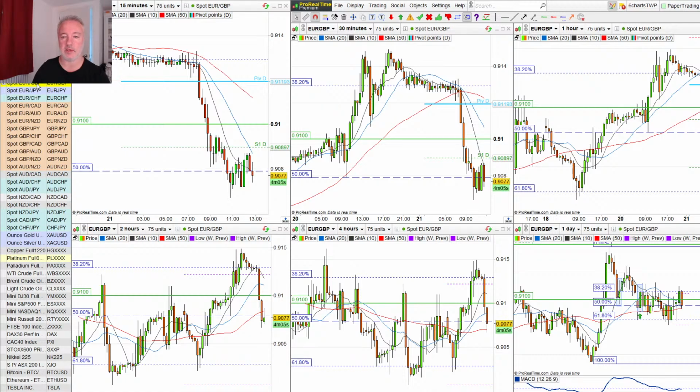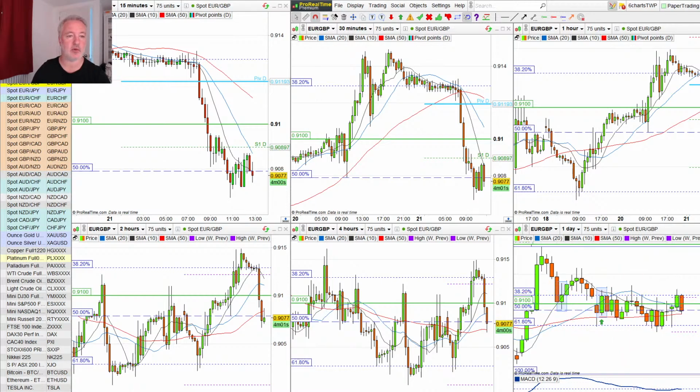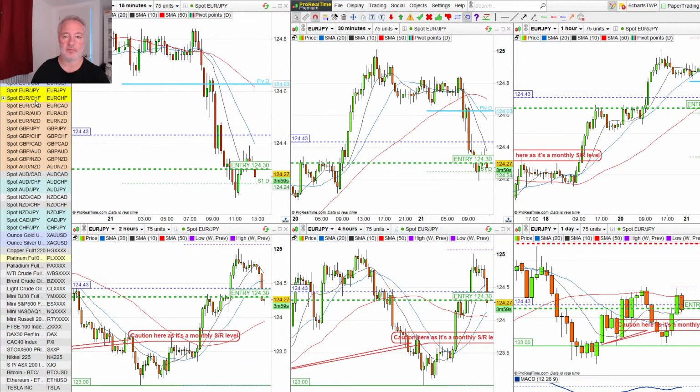Euro GBP is a mess on the daily. It's just a nightmare. Stay away from that. Euro yen, also a bit of a mess on the daily.